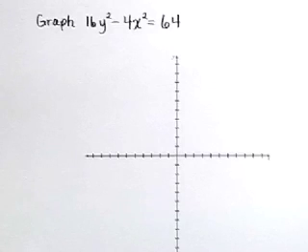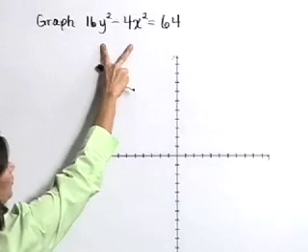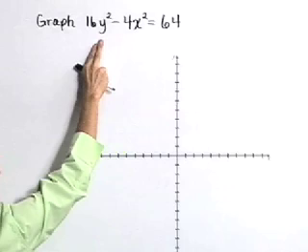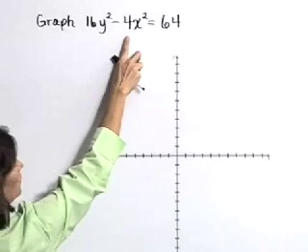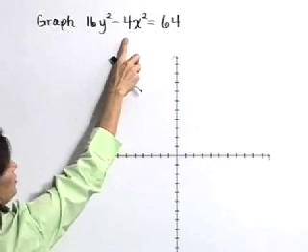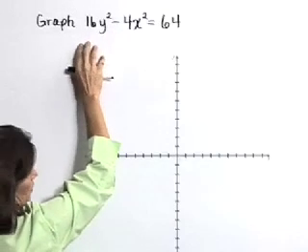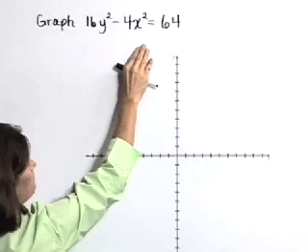Graph 16y squared minus 4x squared is equal to 64. Notice that with this equation, we have both an x squared term and a y squared term. Their coefficients are different numerically, and there's a minus sign involved. This is the graph, when we graph it, of a hyperbola.